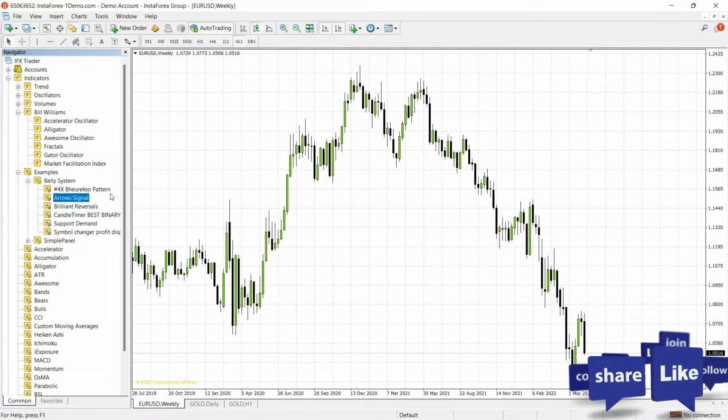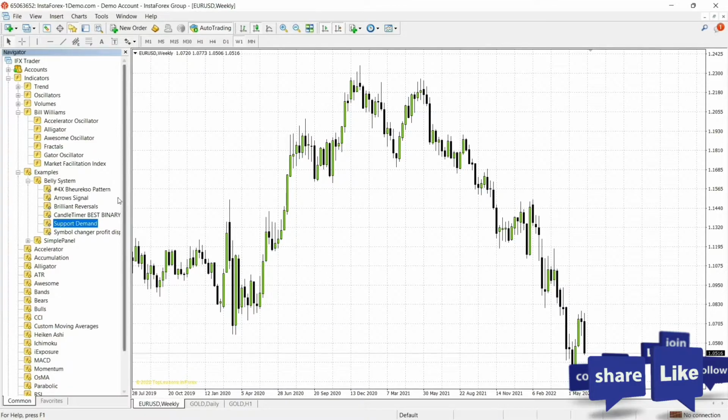The next one is the Brilliant Reversal. This one also gives you the low, the high, and the ranging point of the market. This one is very important, which is the Brilliant Reversal, which gives you the low, the high, and the ranging levels on your chart. And the next one is the candlestick timer, which gives you the time the current candlestick will close.